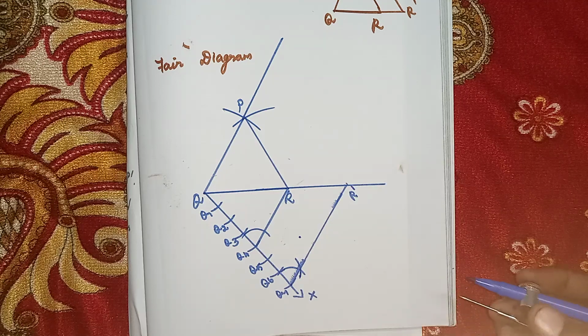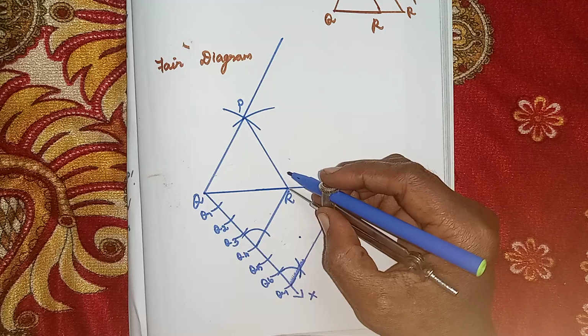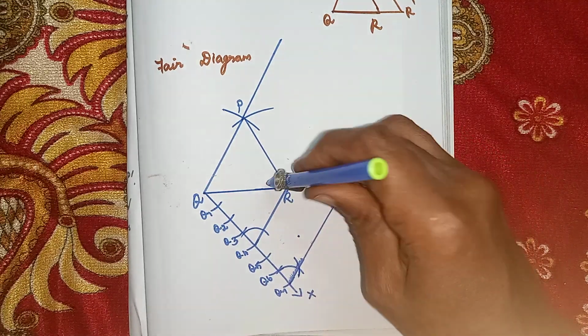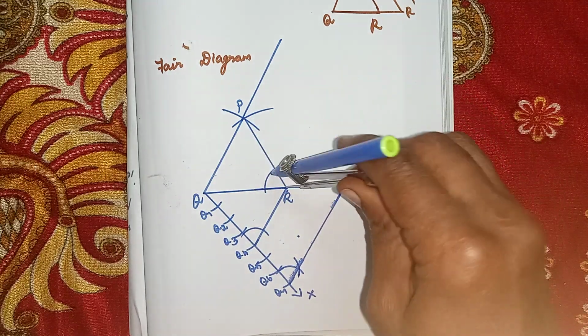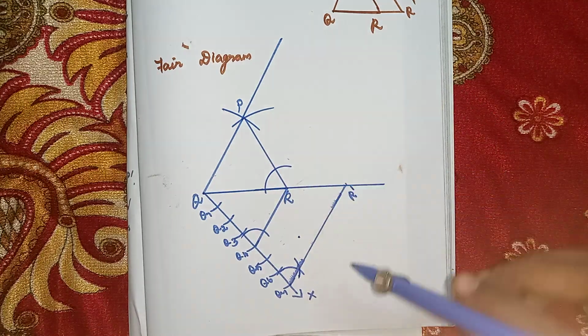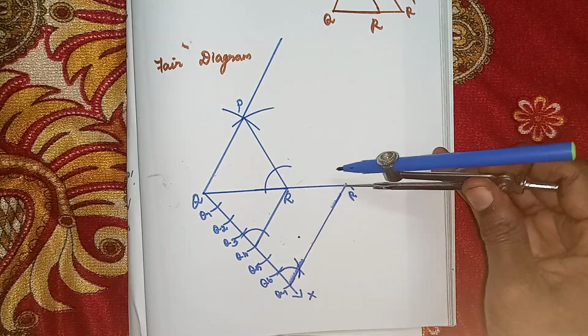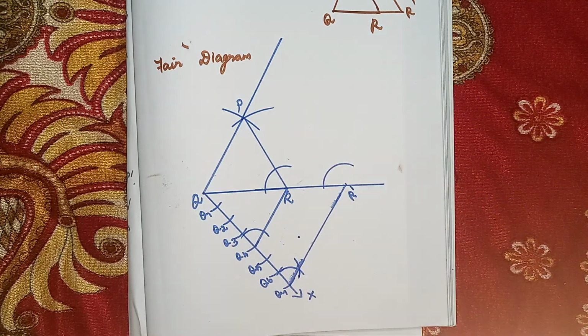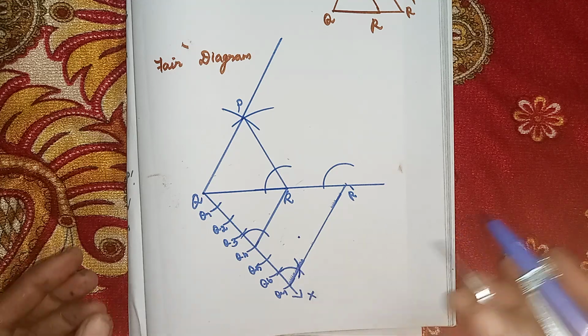Same like that, from R2 also, with any measurement, draw an arc. With the same measurement, from R dash also you have to draw an arc. Now we have drawn the arc.